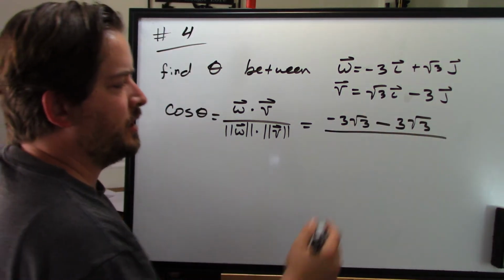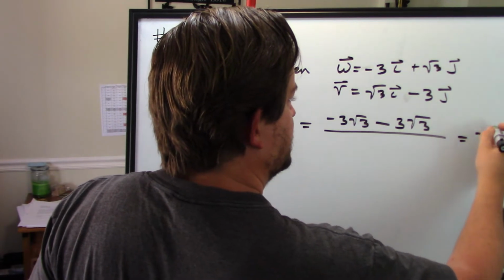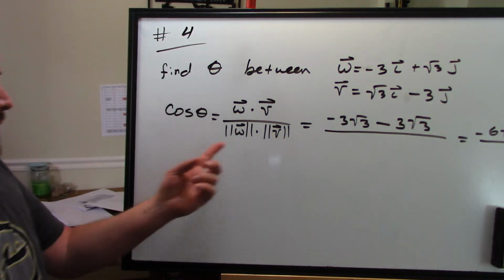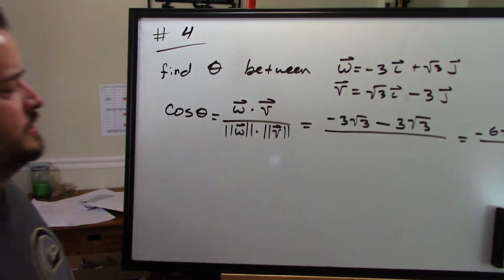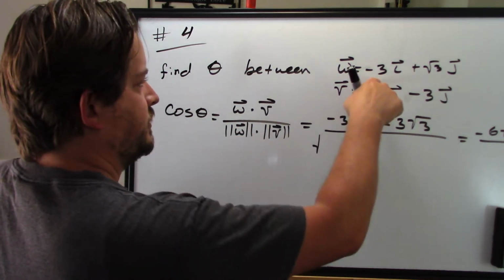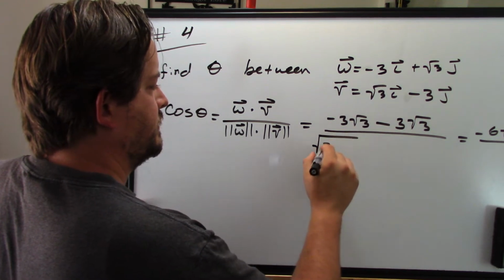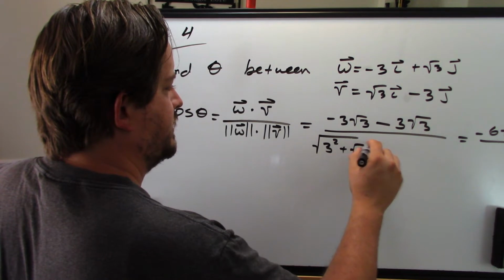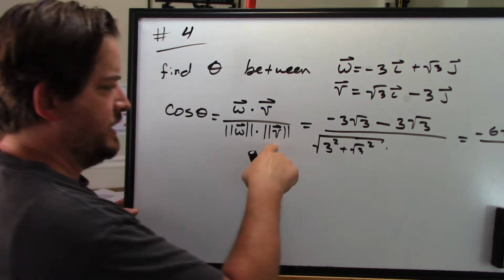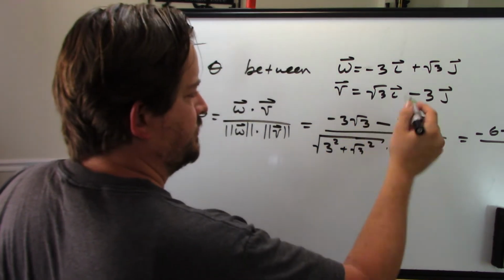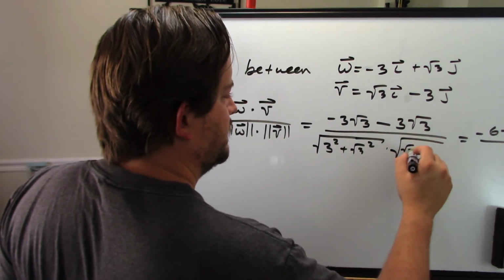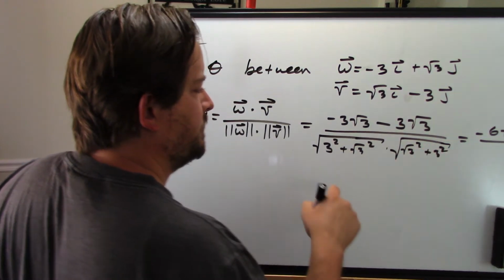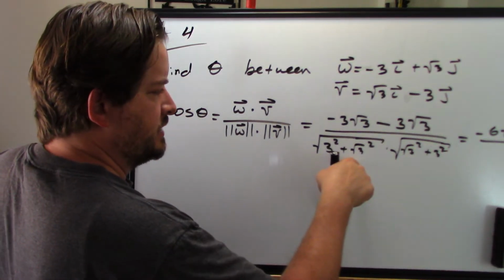So that's just the dot product. In the end, that's going to be a minus 6 root 3 over the magnitudes. The magnitude of W is the square root of 3 squared plus square root of 3 squared. And then V is going to end up being the same value because they have a root 3 here and a 3 there. So it's still 3 squared plus root 3 squared, right? But this is 9 plus 3, so that's 12.